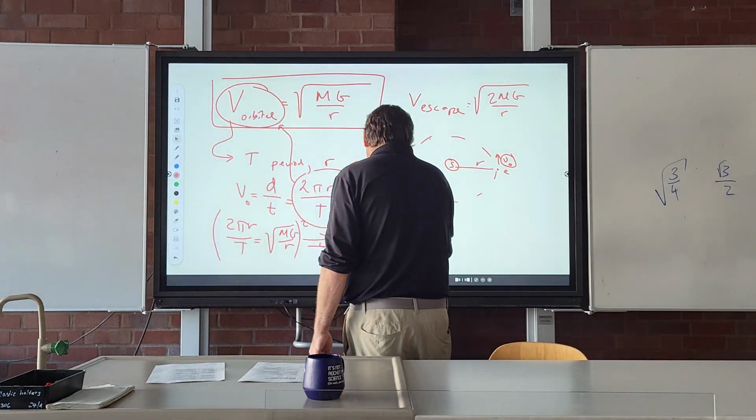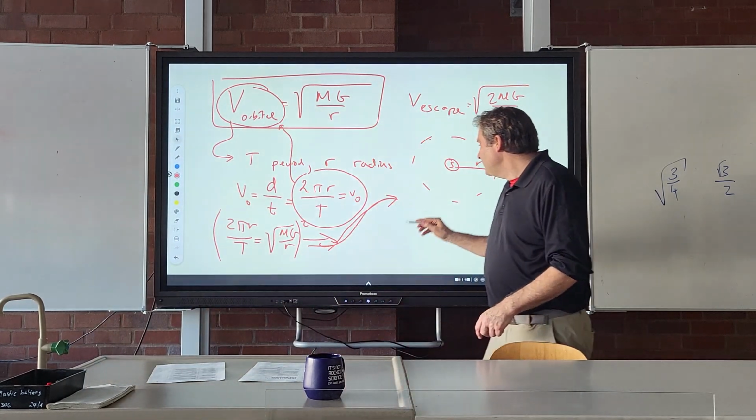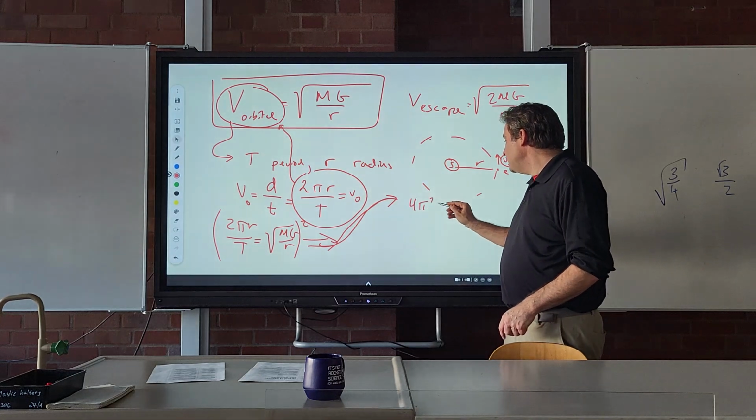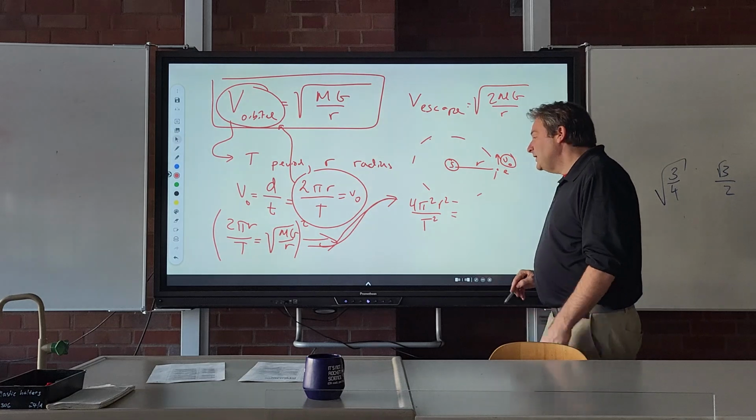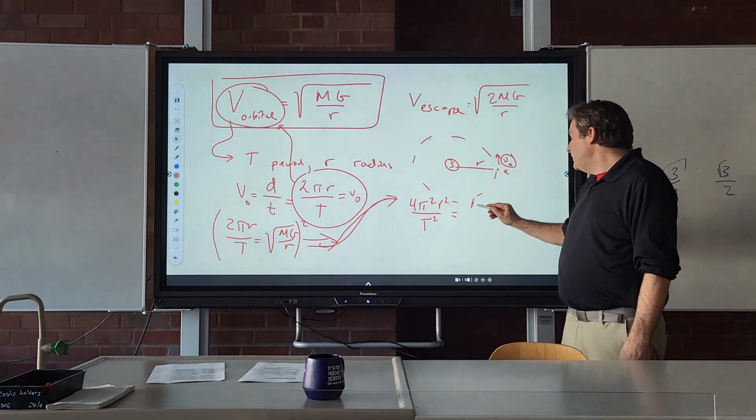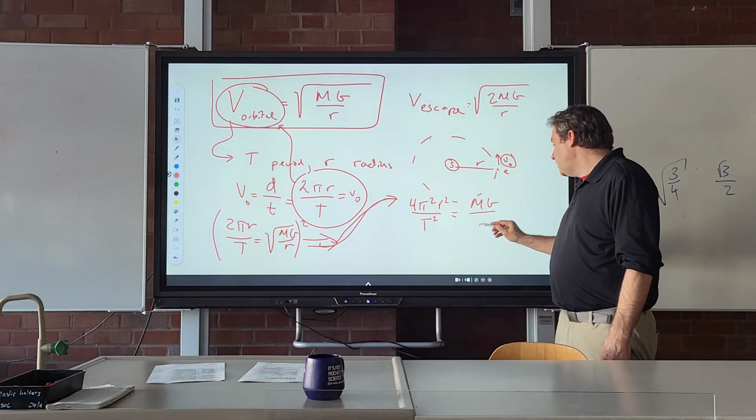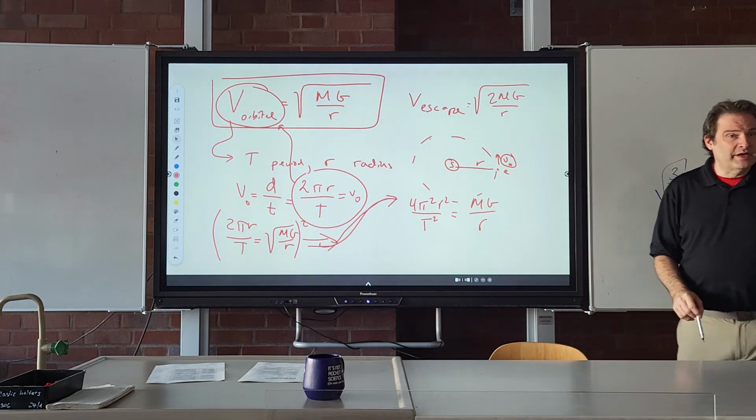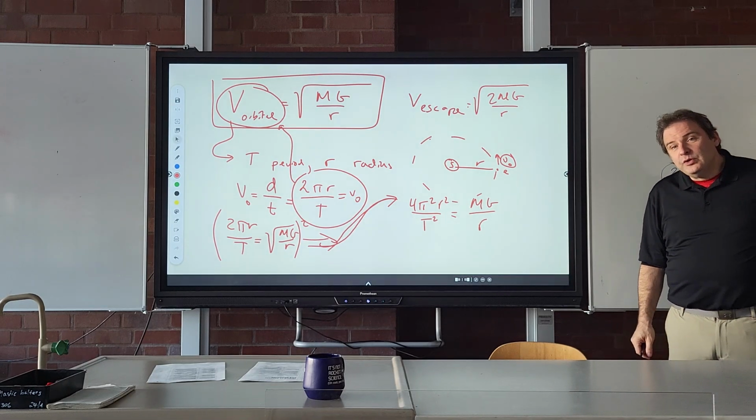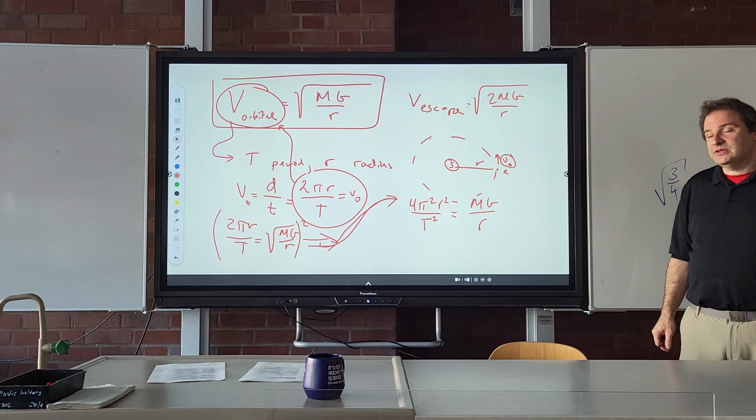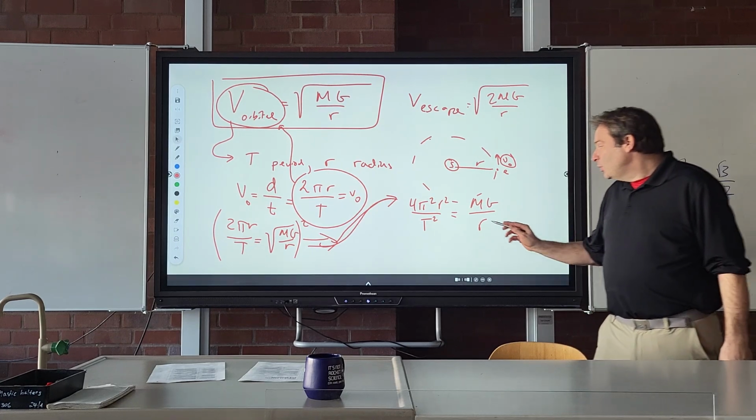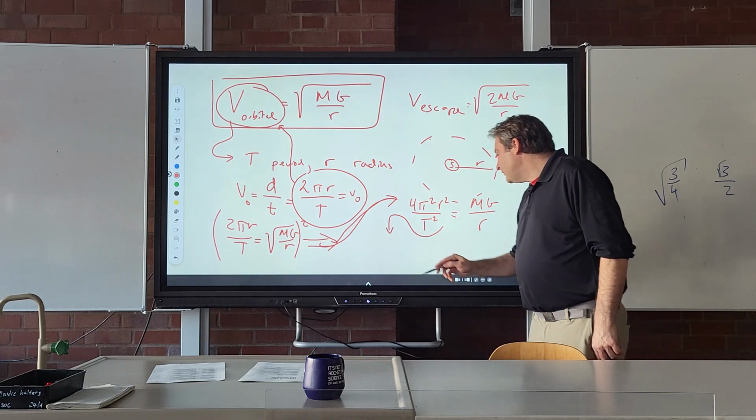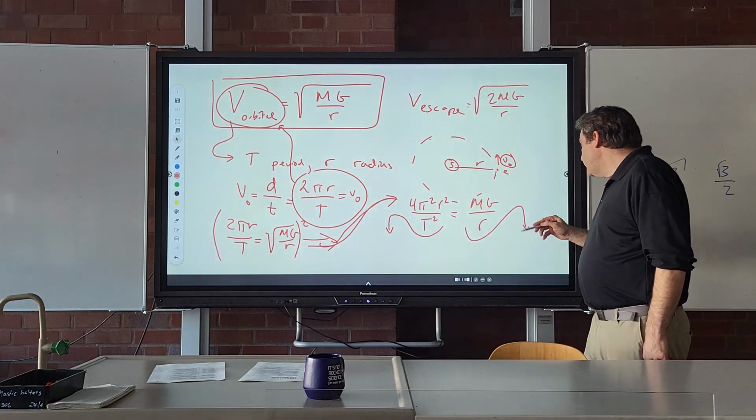We're going to move this thing over here. Left side, 4 pi squared r squared over T squared. That's equal to mg over r. I don't like that either, though. You will like it in just a second. So we're going to use this equation in two different ways. We're going to move over here one version of this, then over here the other version.